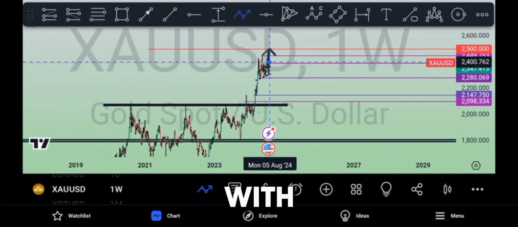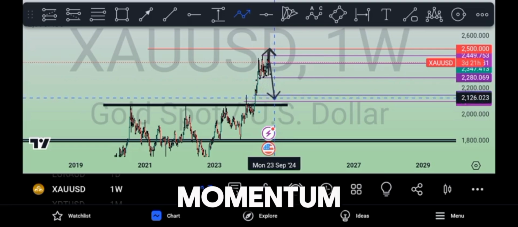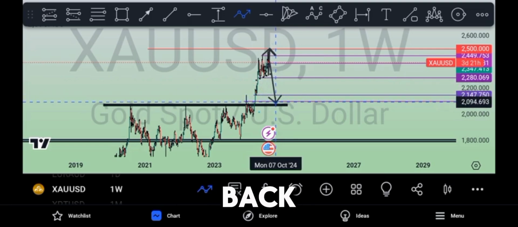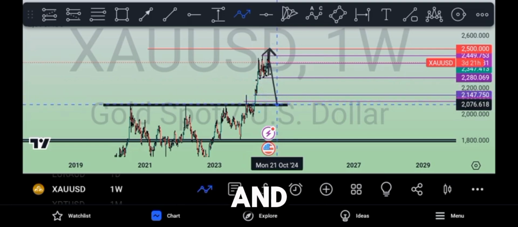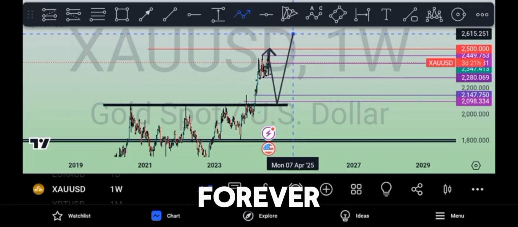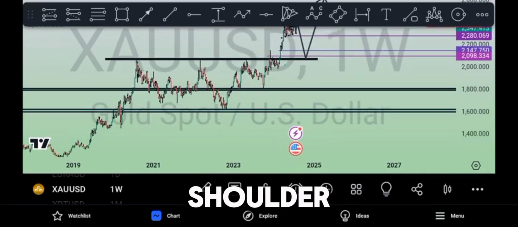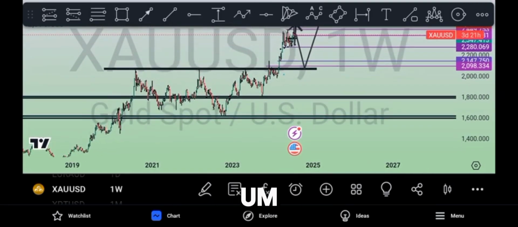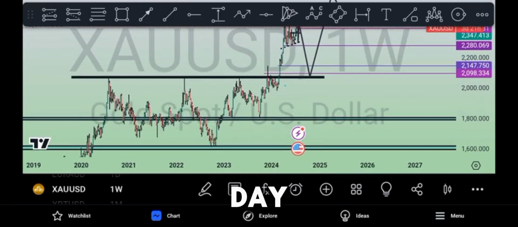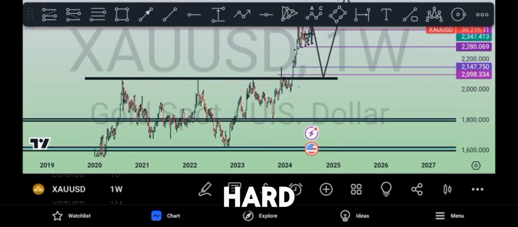If we drop with a very strong bullish momentum, I expect gold to come back and retest this inverse head and shoulder it took forever to create. Now this inverse head and shoulder did not just form in a day, which is why you should always make the higher time frame your friend.